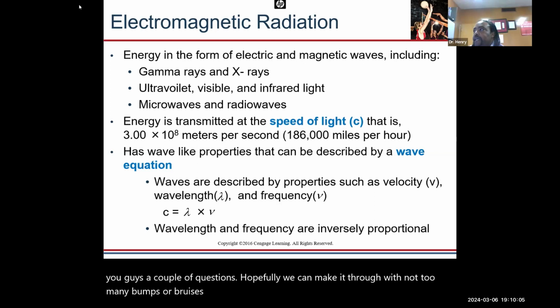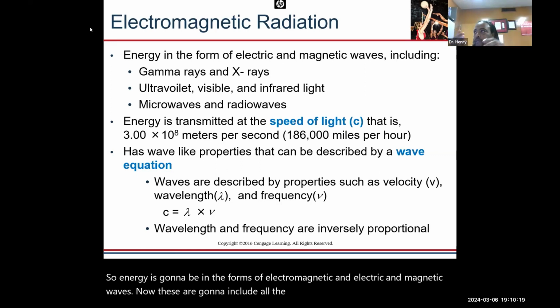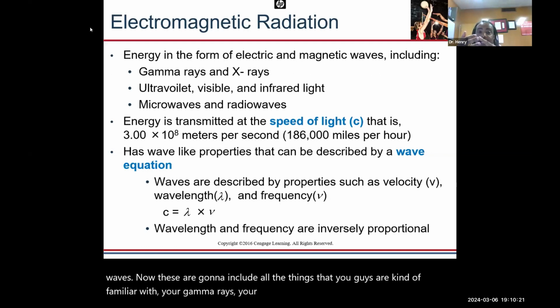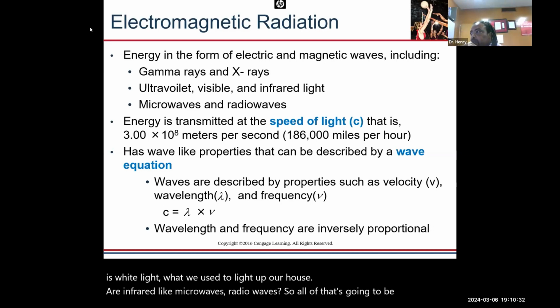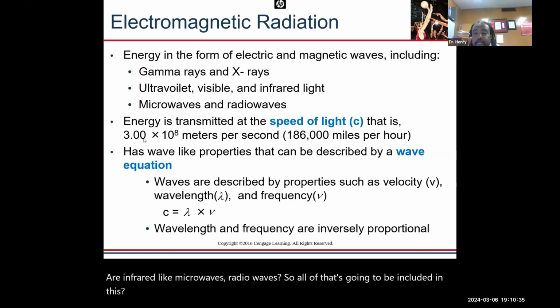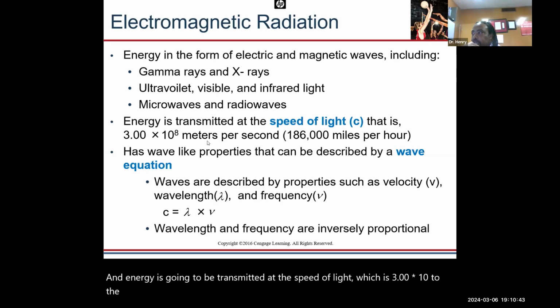Okay, so we're going to be talking about electromagnetic radiation. Energy is going to be in the forms of electromagnetic, or electric and magnetic, waves. These include all the things that you guys are kind of familiar with: your gamma rays, your X rays, your UV light, your visible light, which is white light, what we use to light up our house, your infrared light, microwaves, radio waves. All of that's going to be included in this. And energy is going to be transmitted at the speed of light, which is 3.00 times 10 to the eighth meters per second.